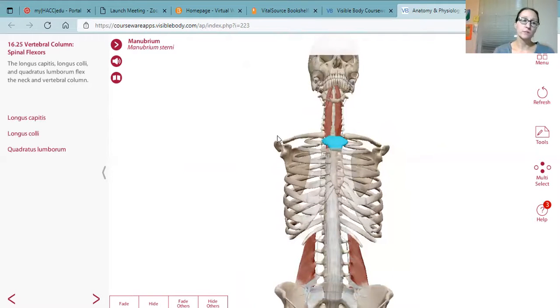Anyway, what I brought up here was vertebral column spinal flexors, and you see quadratus lumborum they have listed here as well, which I would argue with, but whatever.